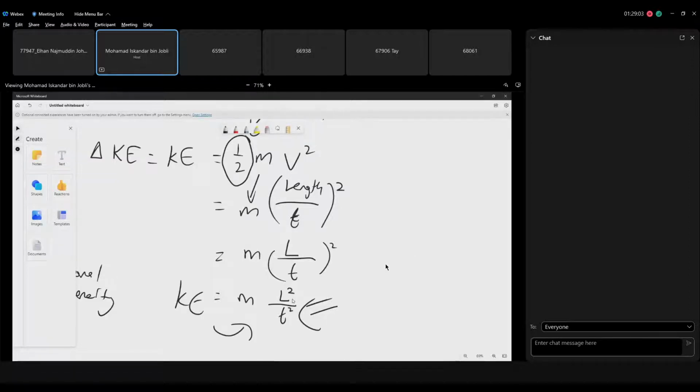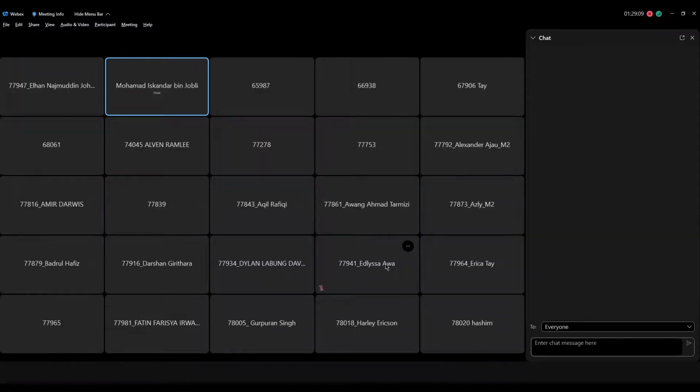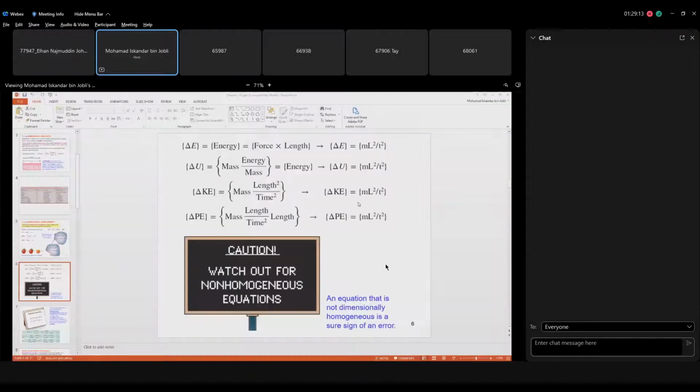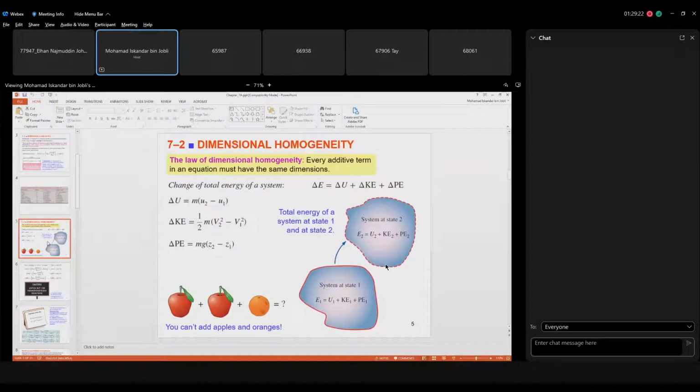Is KE similar? M L2 over T2. Now, let's find out. Yes, apparently correct. KE equals M L2 over T2. Again, we have proven that E, U, and KE are all of the same dimension.